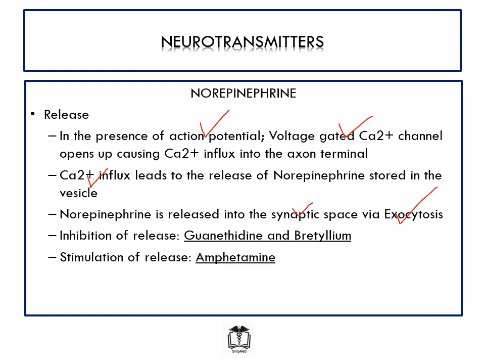The different drugs that can either block or stimulate the release of norepinephrine include guanethidine and bretylium. Guanethidine and bretylium are involved in inhibiting the release step. This is similar to what botulinum does to the release of acetylcholine. Remember that botulinum tends to block the release of acetylcholine. The drug that is involved in increasing or stimulating the release of norepinephrine is amphetamine, which is an illicit drug.